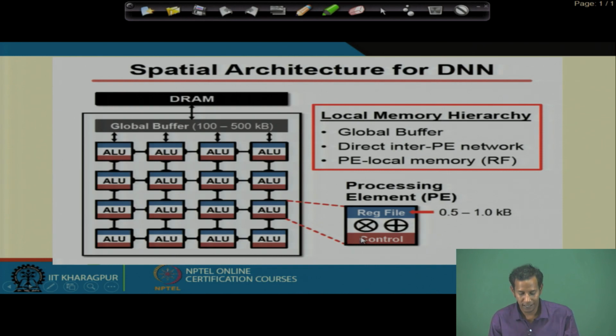So now the modified ALU structure will be such that each ALU will consider this local memory hierarchy. In the local memory hierarchy you will have some DRAMs, then some global buffers, then a direct inter-processing-element network, meaning the processing elements can talk to each other, and the processing elements' local memory.